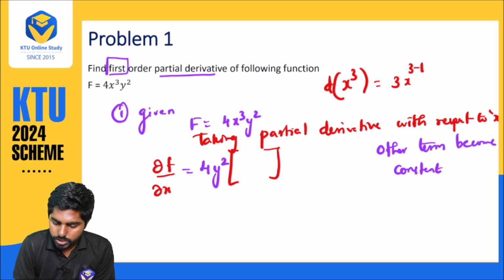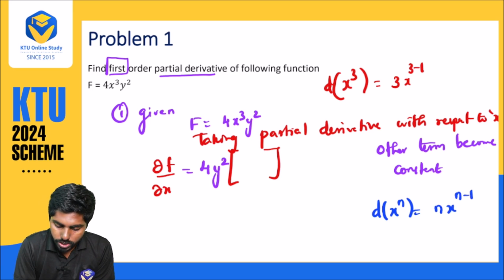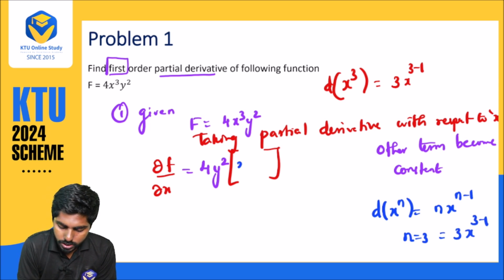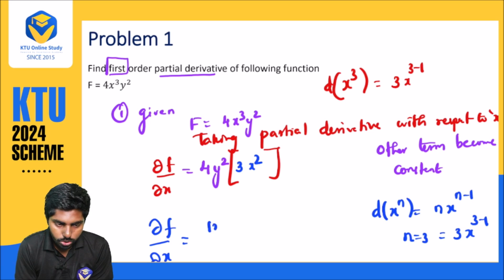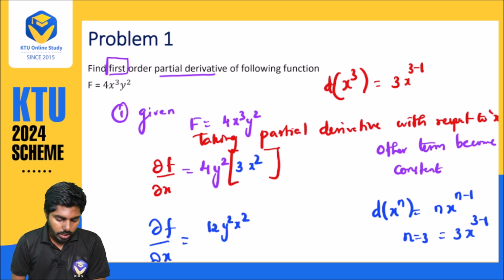What is the differentiation formula? D of x power n is nothing but n into x power n minus 1. Here n equals 3, so we get 3 into x power 3 minus 1, which is 3 into x square. So dou f by dou x is equal to 12 y square x square. This is our dou f by dou x.